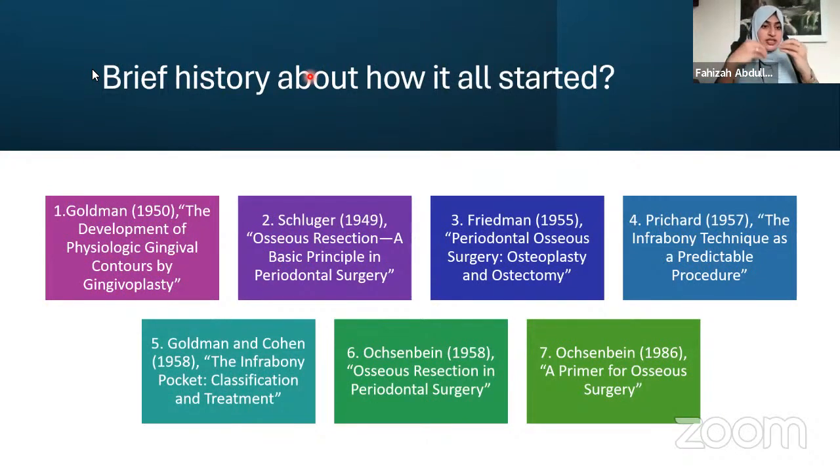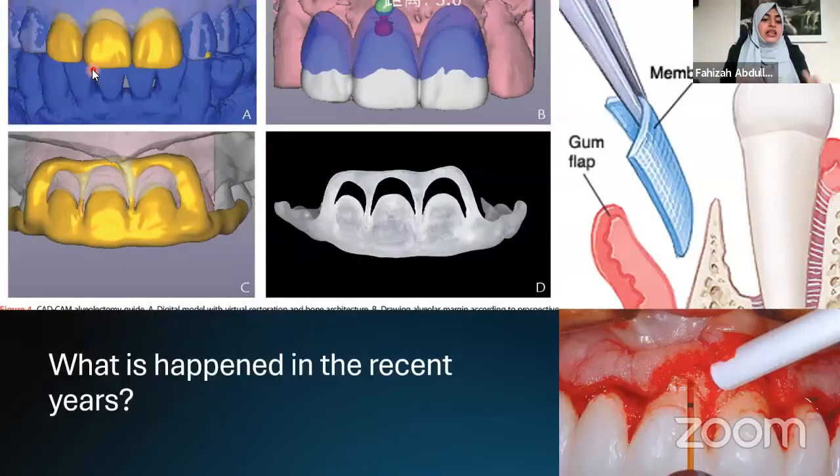Ochsenbein, the osseous reductions happening in periodontal surgery, and again a primer for osseous surgery. Now these are the pioneers in this field, resective osseous surgery. But what happened in the future? What are the recent things?